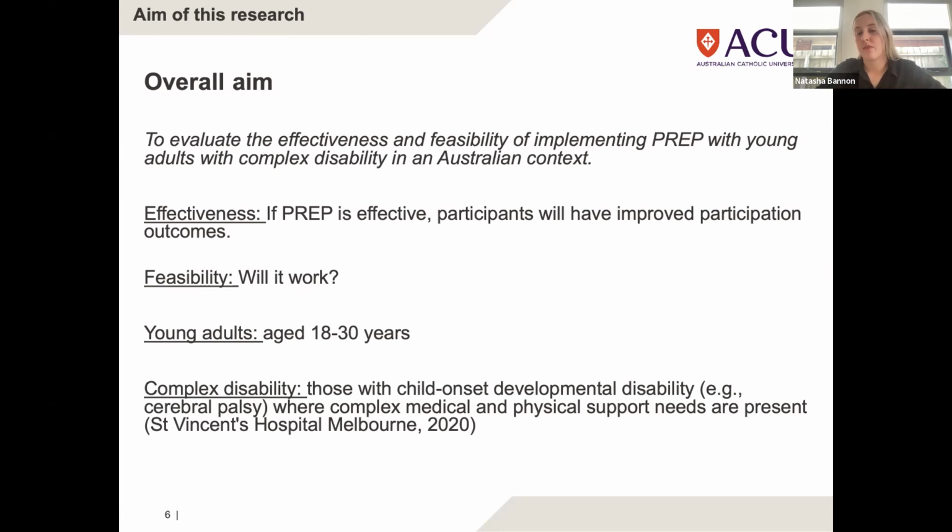And for this study, we have defined young adults as being aged 18 to 30 years and complex disability as people with child onset developmental disability. So for example, cerebral palsy, where complex medical and physical support needs are present.